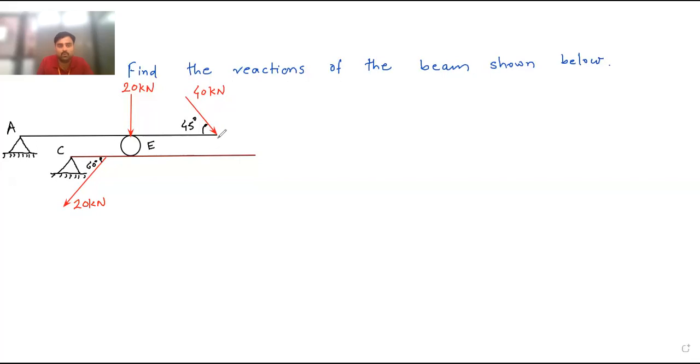Then here, one more below this point, not a load, it is a support. The support is a roller support. This is the roller support. We will give the names. Let us call this point B. This is point D.